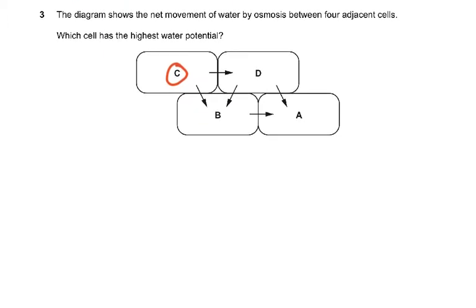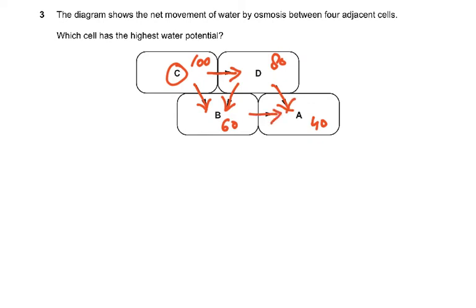Then coming to the third question, the diagram shows the net movement of water by osmosis between four adjacent cells. Which cell has the highest water potential? So what we need to understand is that if say C has 100 free water molecules, that means D has 80 free water molecules. So that's why movement is from 100 free water molecules to 80 free water molecules. And then from 80 it moves to 60. So 100 to 60 and 80 to 60. And then from 60 here the water molecules will be less. So it is moving from 80 to 40 and then 60 to 40.